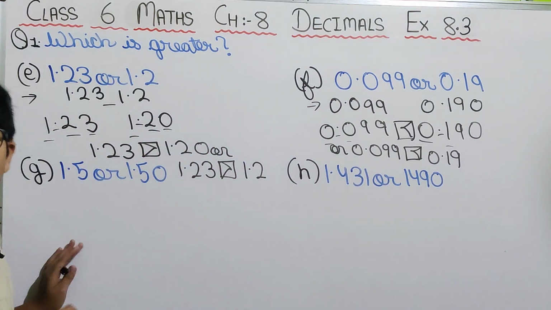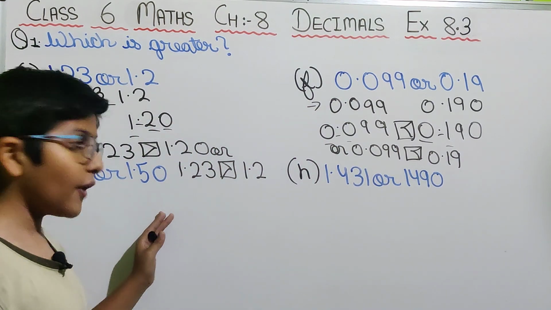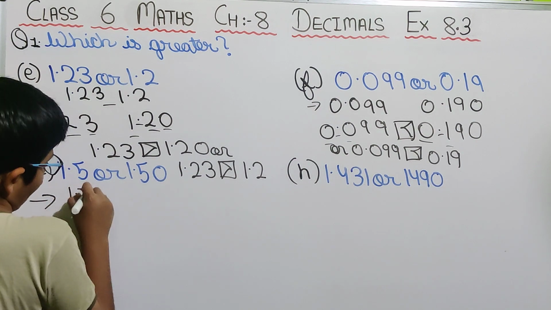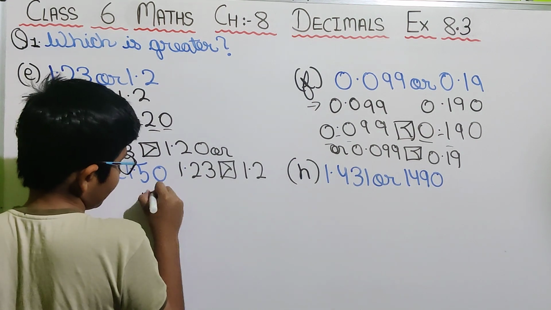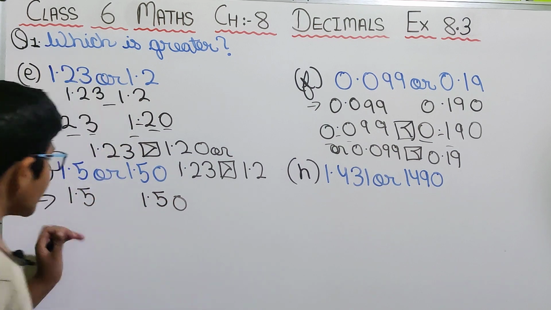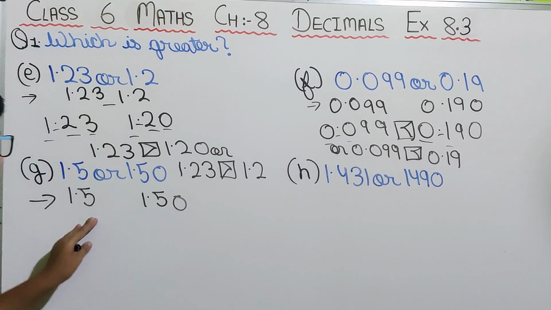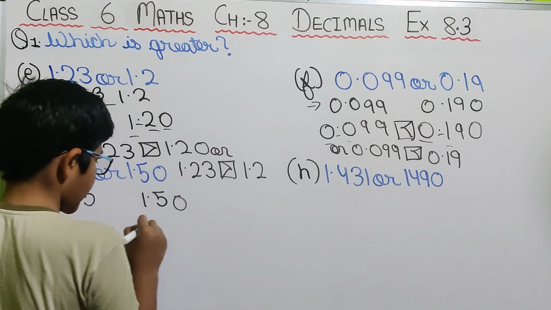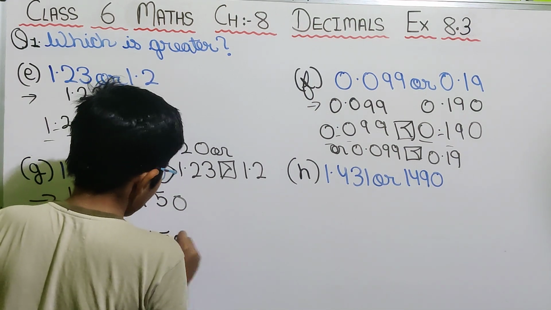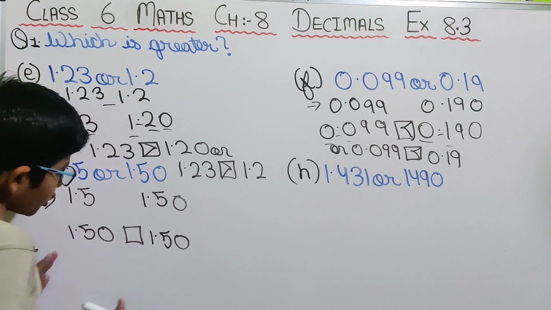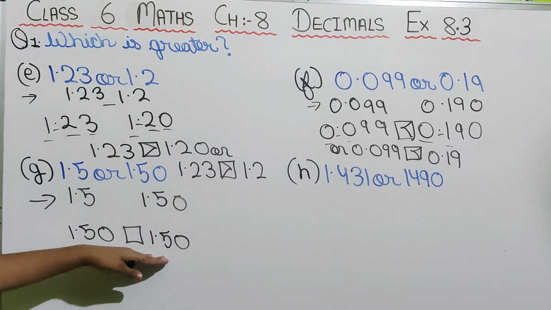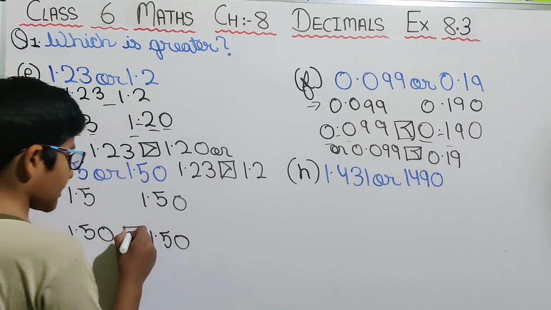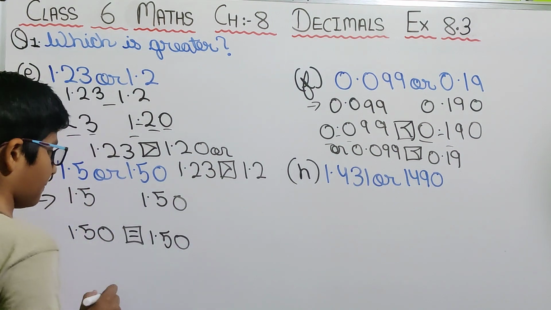So now let's move to G: 1.5 or 1.50. Now here 1.5 and 1.50. Here you are thinking that we have to convert. So first we will convert, adding a 0. Now what are we getting? Both numbers are the same: 1, then point, then 50, and 50. Both numbers are the same, so here we'll put the equal sign.